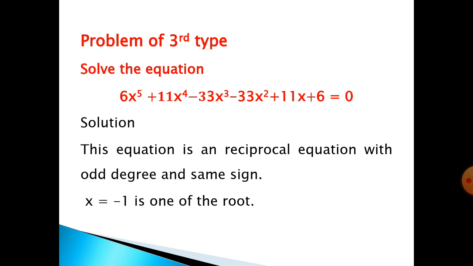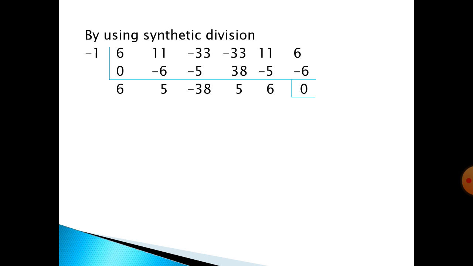So one of its roots must be minus 1. By using synthetic division with the root -1, convert the 5th degree equation to a 4th degree equation. So we get 6x^4 + 5x^3 - 38x^2 + 5x + 6 = 0. So it is of type 1. Take the center term variable. Here the center term variable is x^2. Divide the whole equation by x^2.